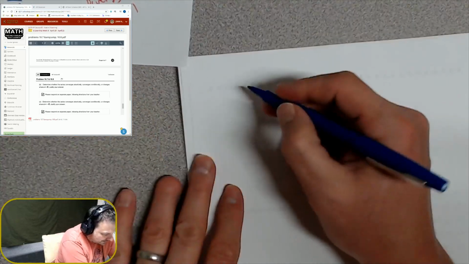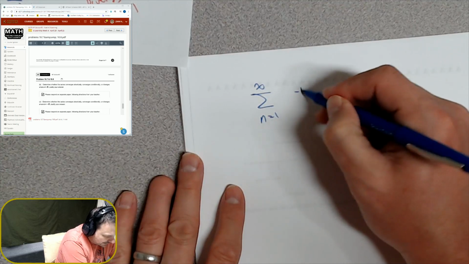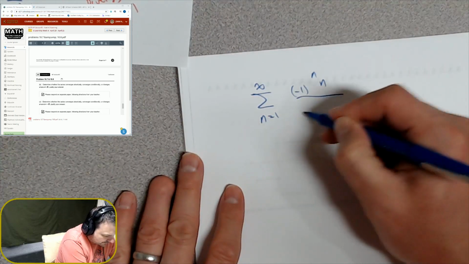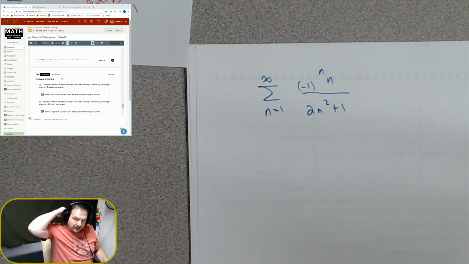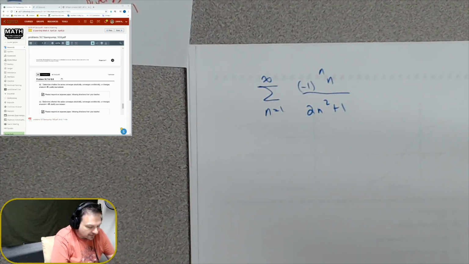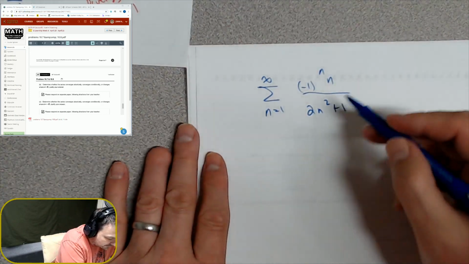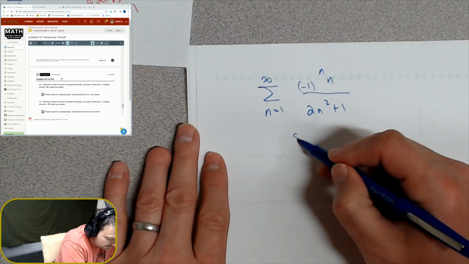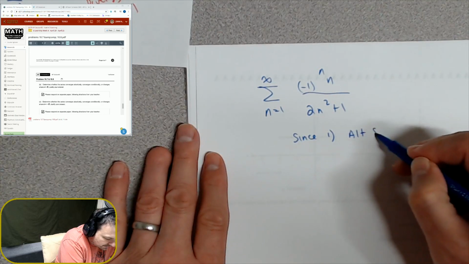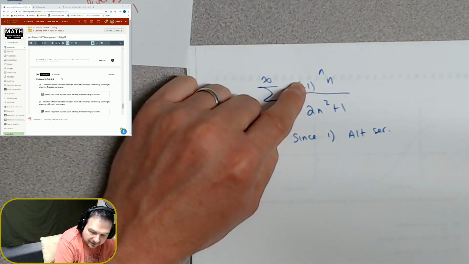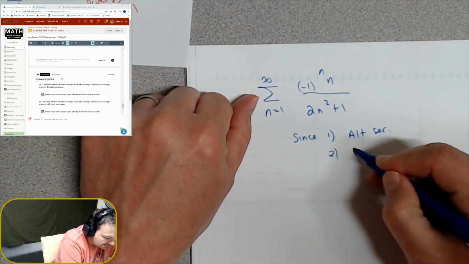Let's go to C. Again, we want to see if this one converges, starting at 1 to infinity. Now, they did mention in the objectives, what are we going to do for this one? We're going to do the alternating series test, because they did say alternating series. Alternating series is going to be on the test, so let's refresh your memory. Is this an alternating series? This is an alternating series because I see the (-1)^n right there. Check. Second part, it needs to be decreasing.